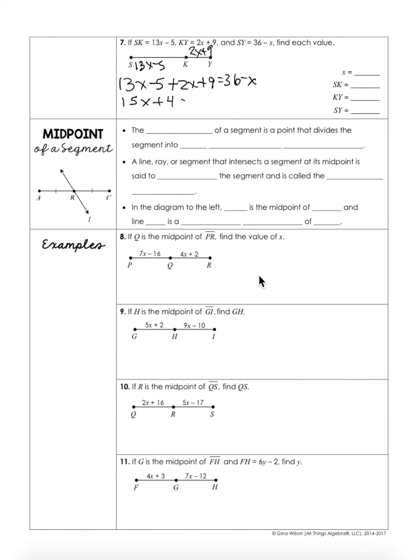To undo this x, I'm going to have to add x to both sides and then subtract 4. So I'm going to get 16x equals 32. Divide by 16, x equals 2. But then look, I have to find each value. So now I have to plug that back into SK. 13 times 2 minus 5. 13 times 2 is 26. Minus 5 is 21. And then 2 times 2 plus 9. That's 4 plus 9 is 13. And I can add these right here to get SY, which makes 34.